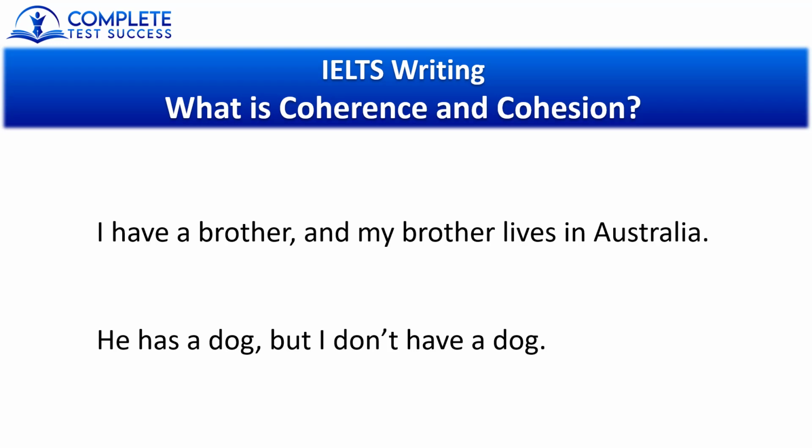I have a brother, and my brother lives in Australia. He has a dog, but I don't have a dog. Now, in each of these sentences, there is a mistake with the referencing and substitution. So let me show you where the first mistake is. Here, where I've said my brother a second time, this is poor referencing and substitution. I've already told you who I'm talking about when I said I have a brother. So it would not be appropriate to repeat my brother here in the second half of the sentence. So instead, you need to use a pronoun like he.